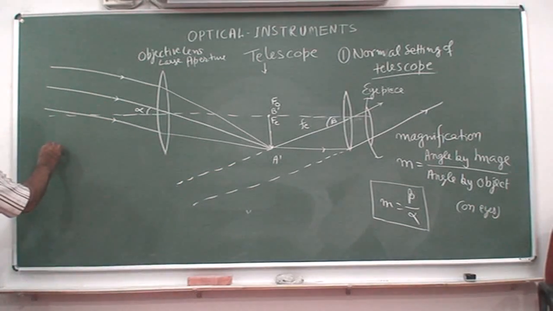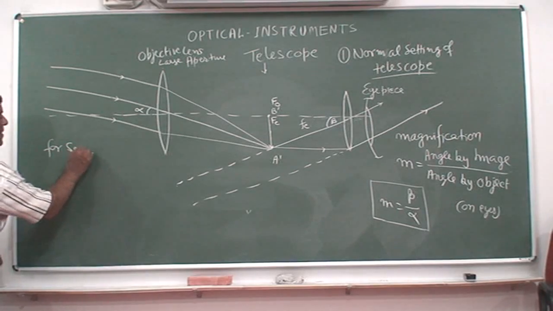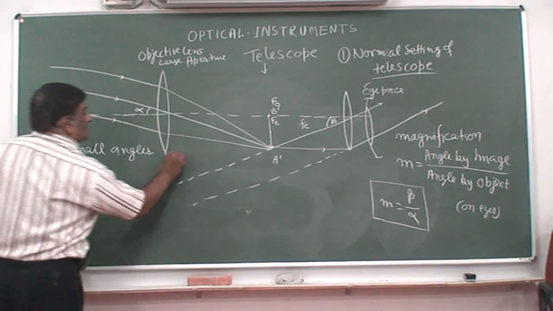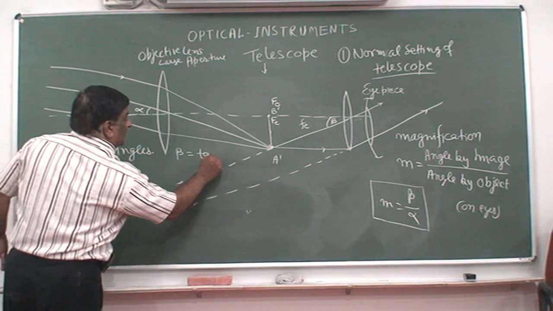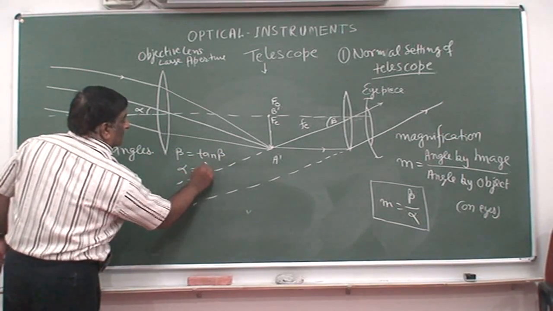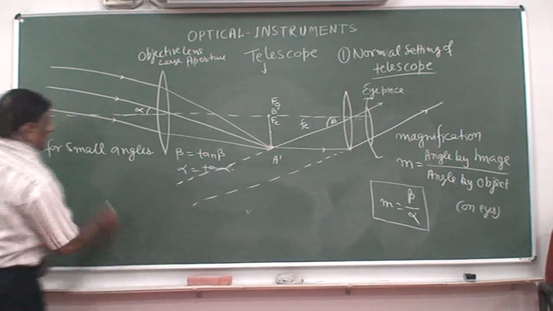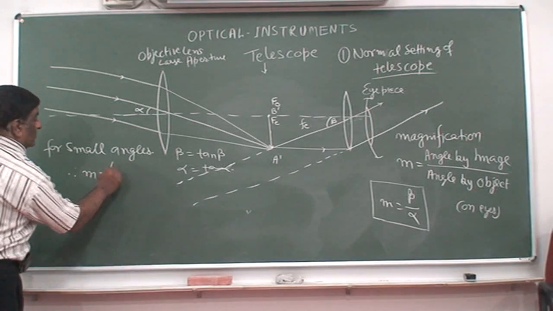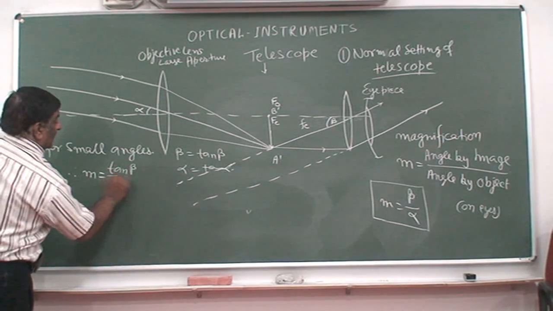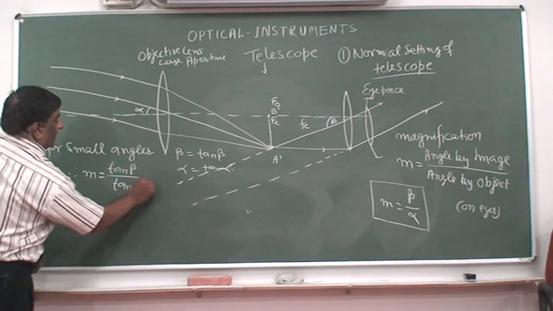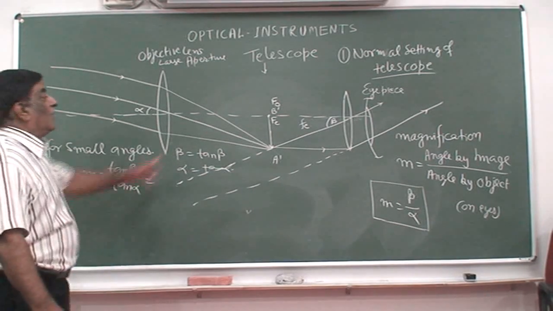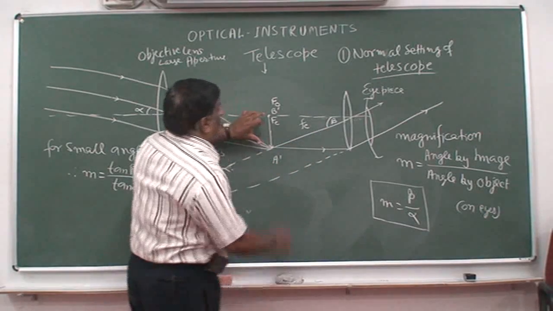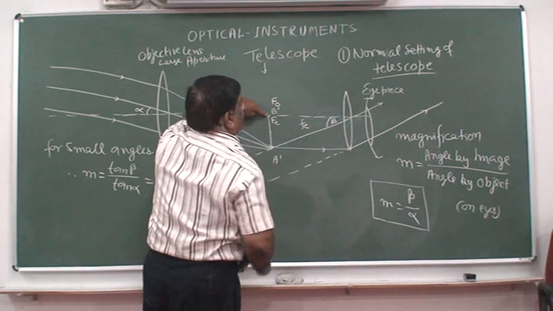For small angles, beta is equal to tangent beta, alpha is equal to tangent alpha. Therefore, magnification M is equal to tangent beta upon tangent alpha. Okay, from here we see what tangent beta is equal to. Tangent beta is equal to perpendicular upon base.